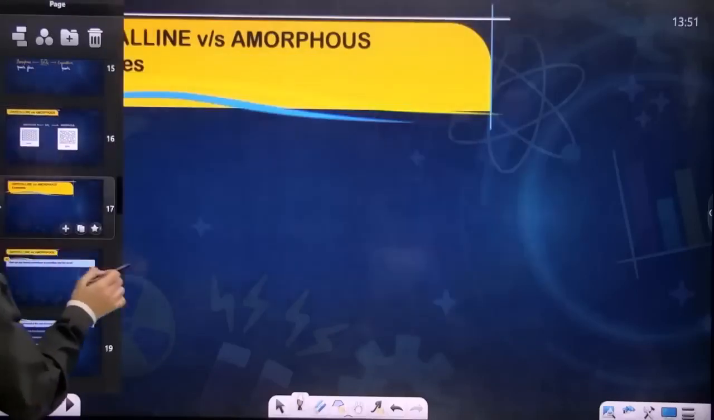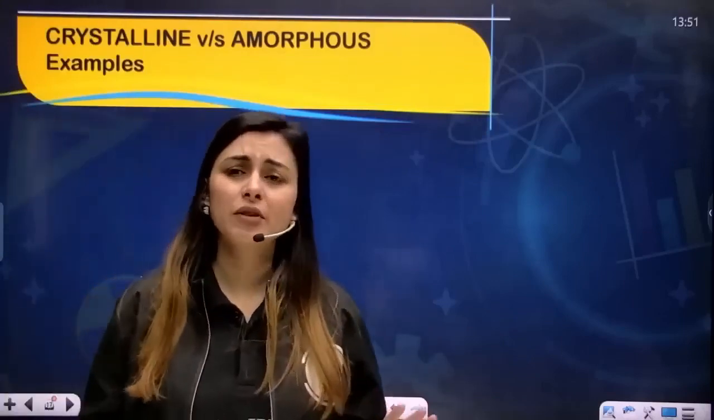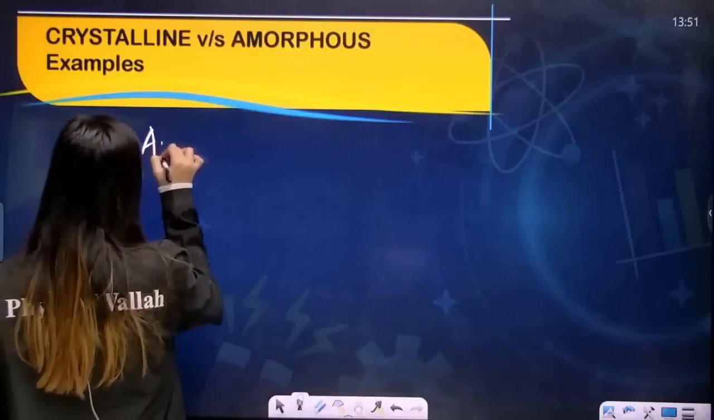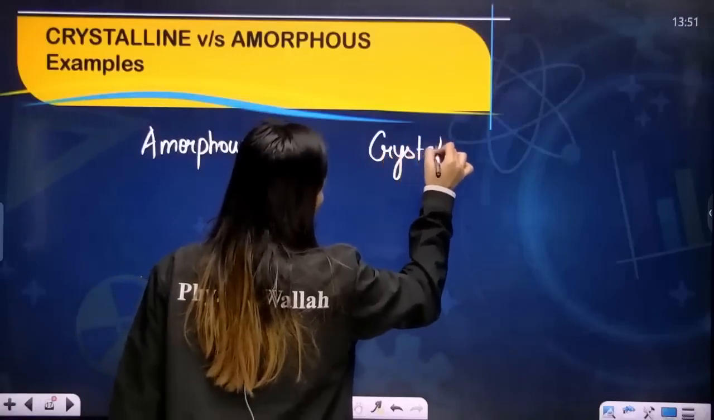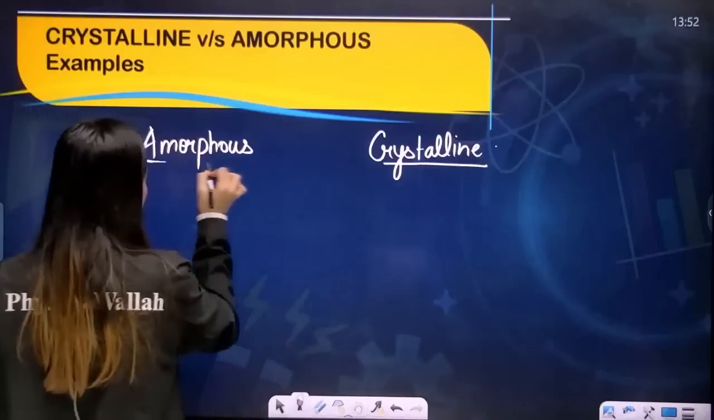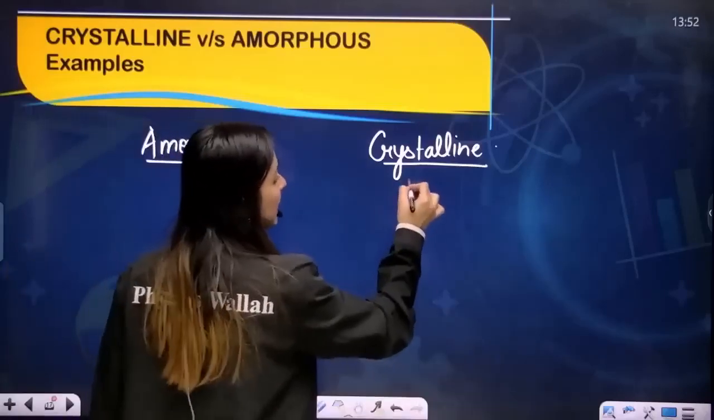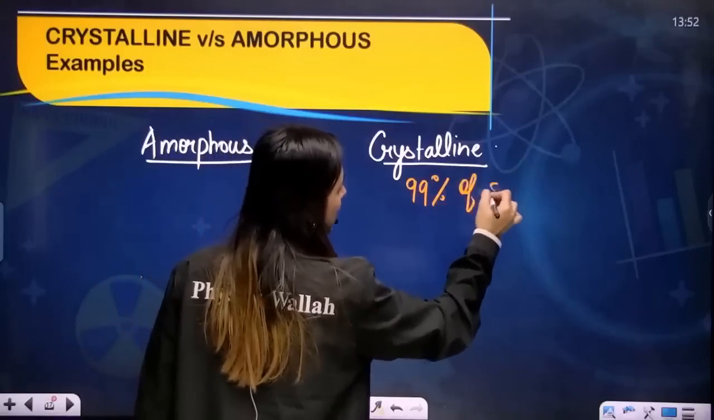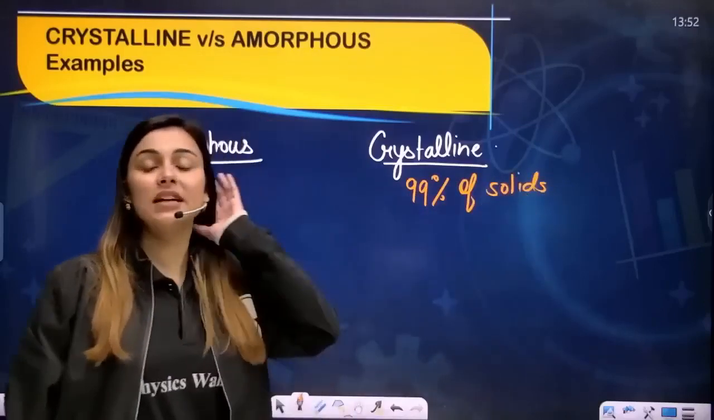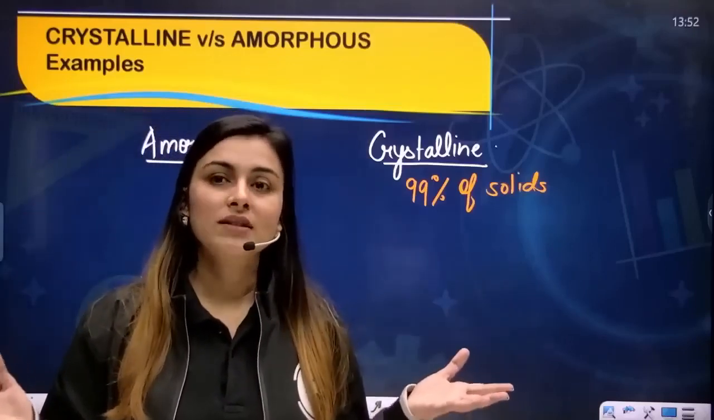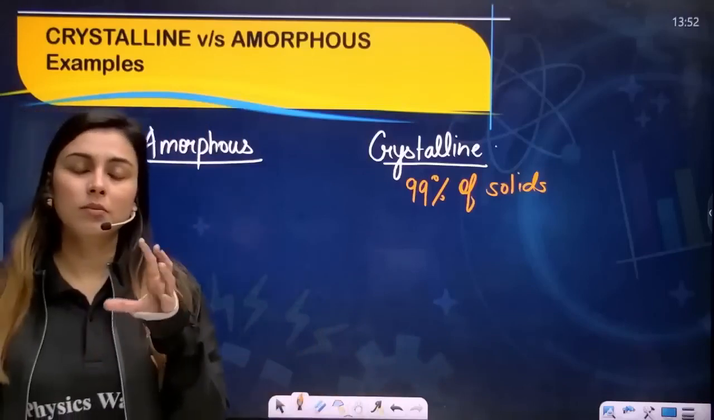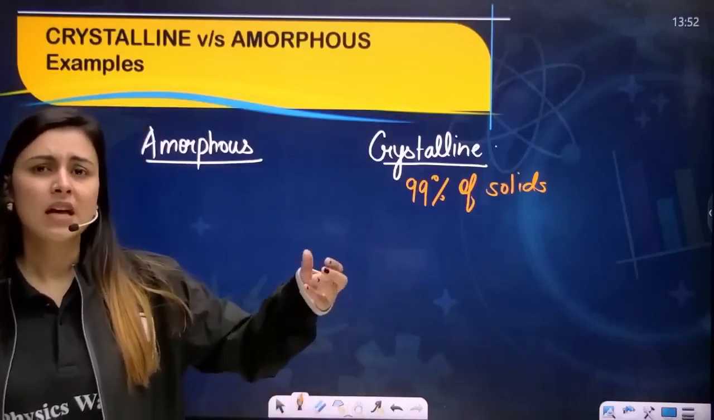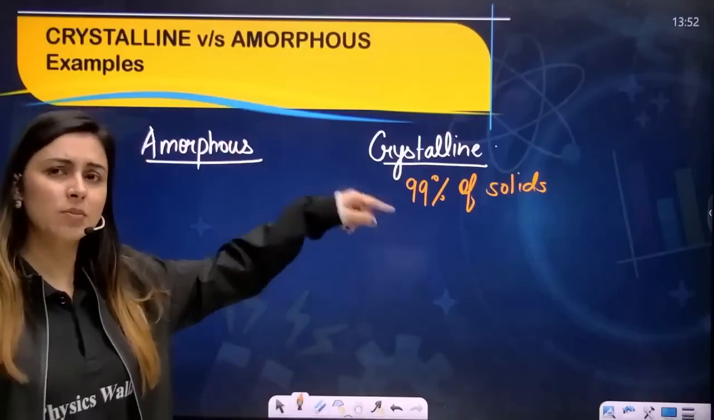Now, let's take a few examples of amorphous and crystalline solids, and now your life will be easier. I am writing amorphous here and crystalline here. So what are the examples? My dear students, let me tell you, 99% of the solids in the universe, atmosphere, and world are crystalline in nature, and only a few are amorphous. So if we learn the basic solids which are amorphous, the rest will all be crystalline. So you need not remember the crystalline ones, but you need to remember these.